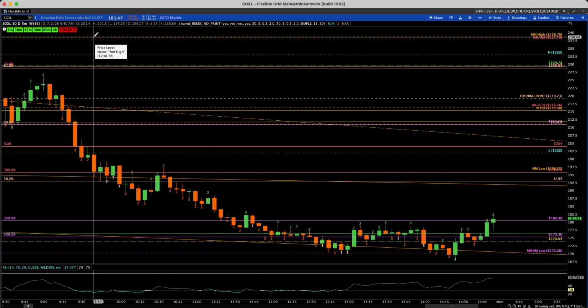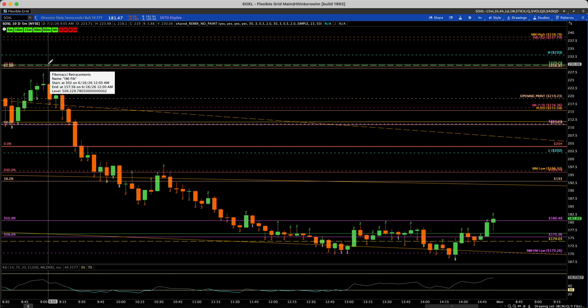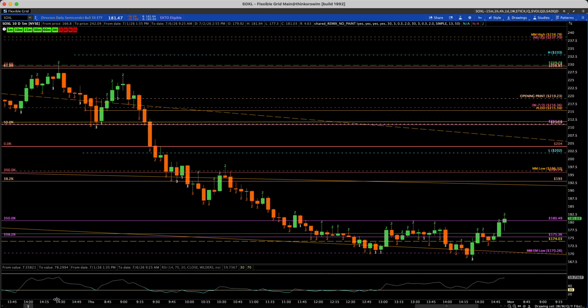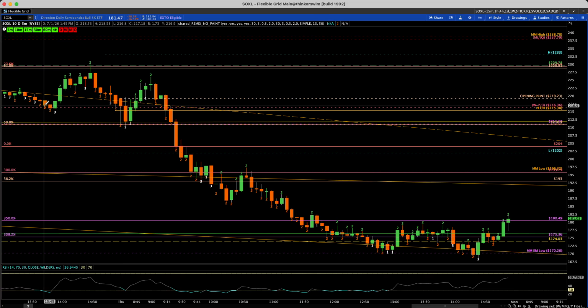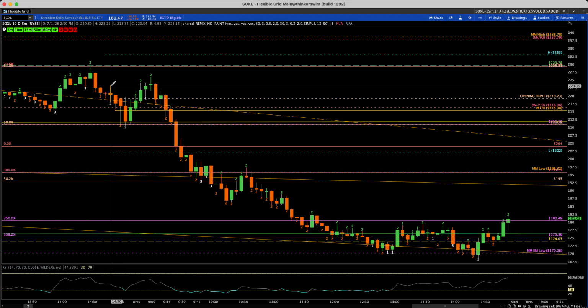This red dash line here is the week flip, right? This is the month and quarter flip. This is the week flip. So if we're above this level, the week is green. If we're below this level, the week is red. Same thing here, right? If we're above this level, the month and the quarter are green. If we're below this level, the month and the quarter are red.